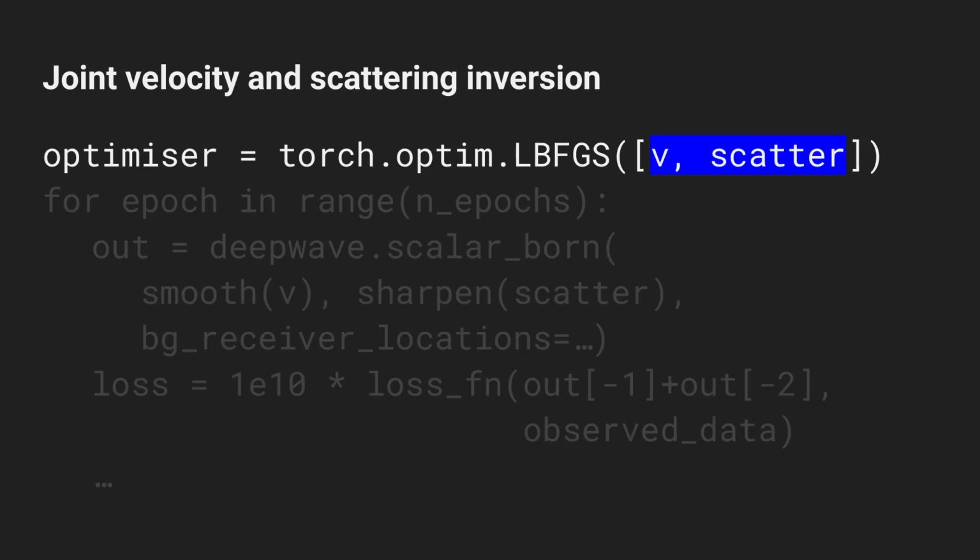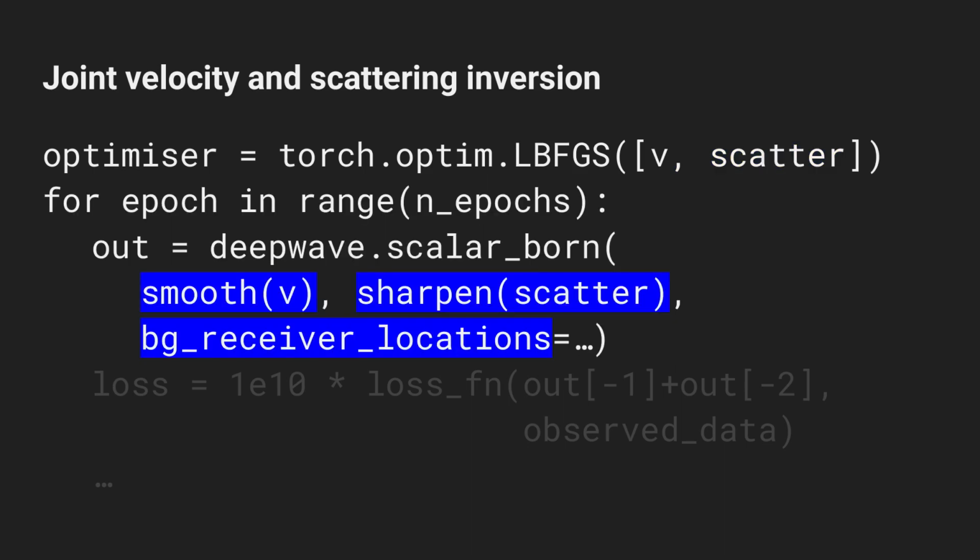The first is that we now need to tell the optimizer we want to invert for both the velocity model and the migrated image, which I'm again calling scatter. Inside the loop over epochs, we pass the velocity and scattering model to the Born propagator as before, but now I apply functions to them before they get passed to the propagator. I apply a smoothing function to the velocity and a sharpening function to the scattering model.